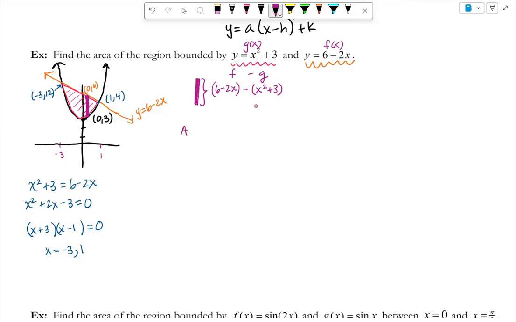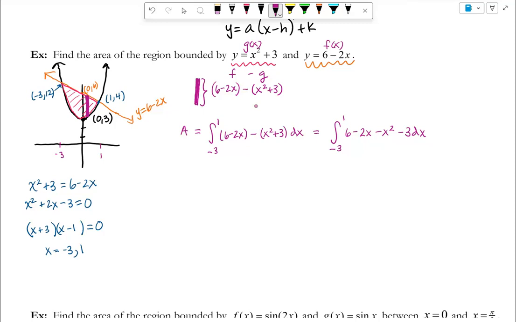So to find our area, we want to integrate from left to right, so from -3 to 1, and we want f minus g. So we want our 6 minus 2x, that is f, minus x squared plus 3, that is g. And absolutely the first thing I'm going to do is distribute that negative so I can drop those parentheses. So this is 6 minus 2x minus x squared minus 3. And I am probably also going to want to combine any like terms that I can there.